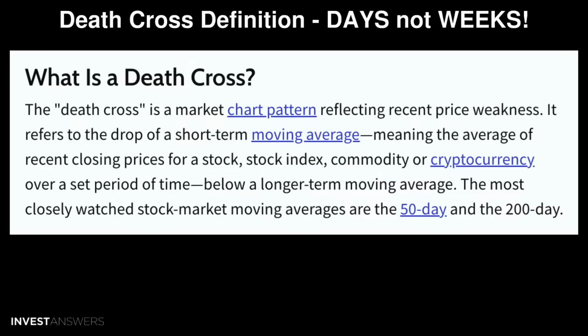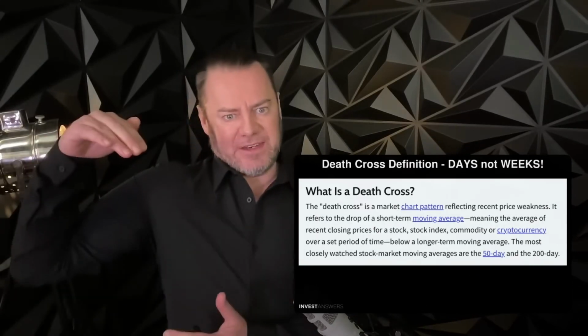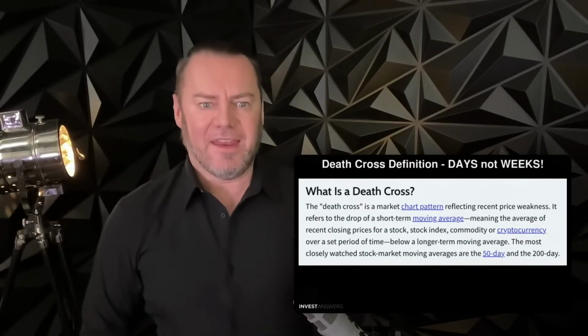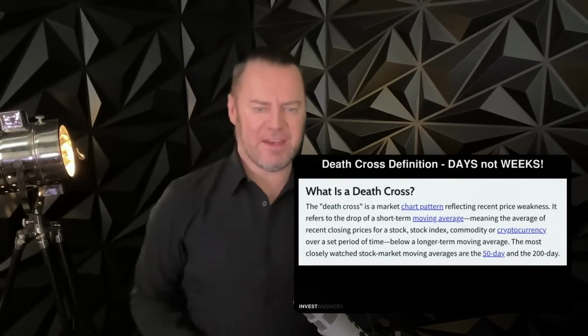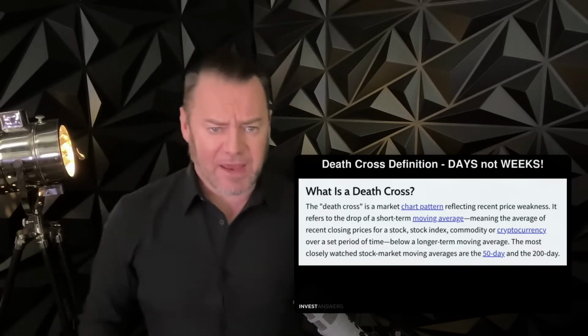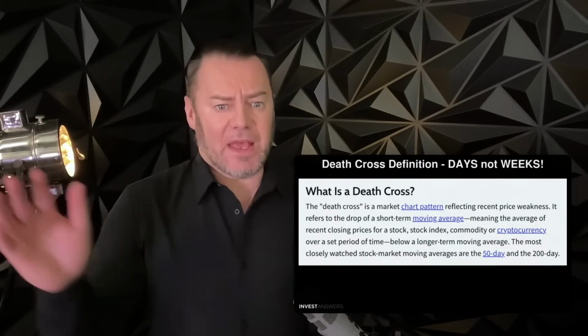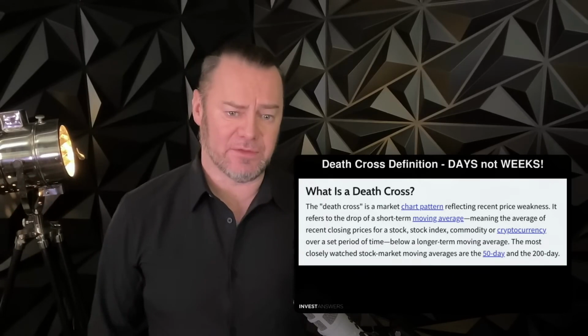And the death cross is supposed to reflect recent price weakness, and it refers to the drop of a short-term moving average, meaning the average of recent closing prices, etc. But basically, death cross is when the 50-day crosses through the 200-day, not the 50-week. So I decided to pull up a wide smattering of charts to dispel this crap once and for all.